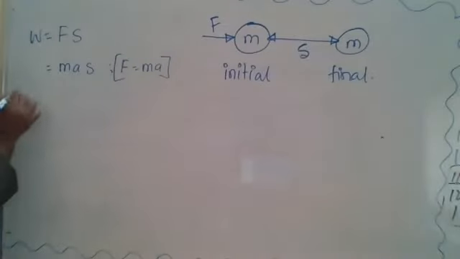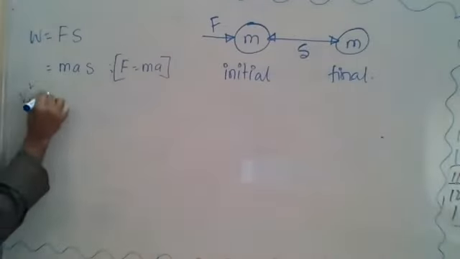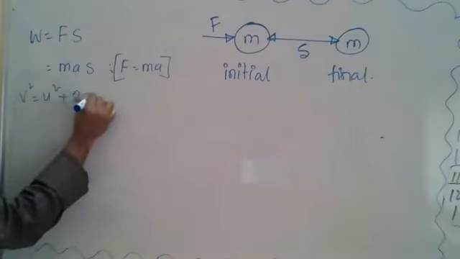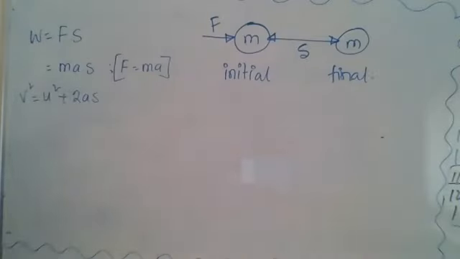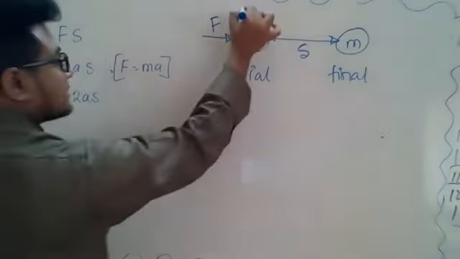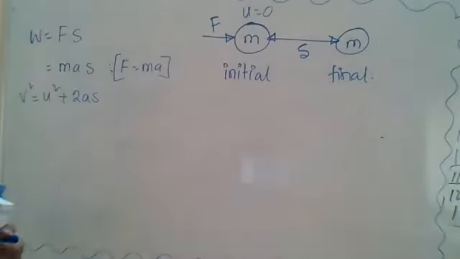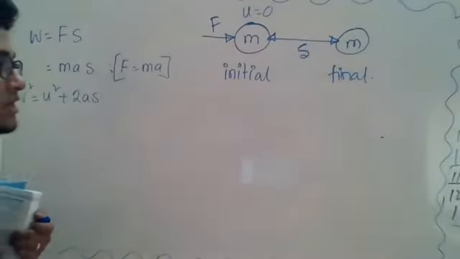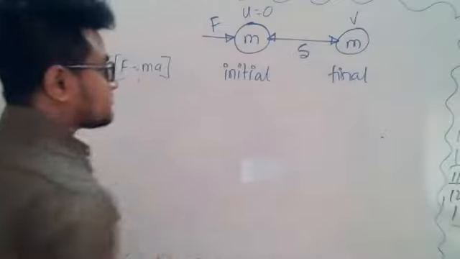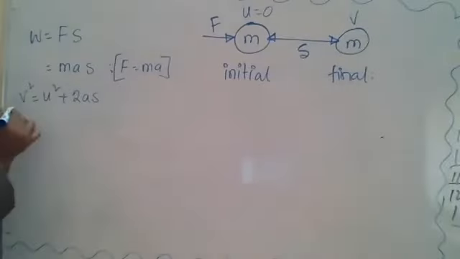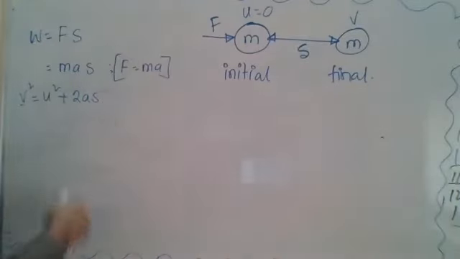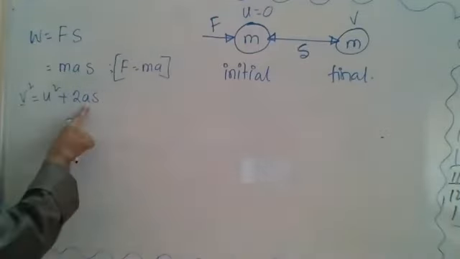Okay. Now, for Newton, there are three equations of motion, and we studied them. If you remember, the last one is v square is equal to u square plus 2as, right? Now, as we are considering the initial velocity was 0, that means the body was at rest, it was not moving. Due to the application of force, it is now in motion, right? Then it will have a velocity. So v is the final velocity, u is the initial velocity, which is 0 because the body was at rest, and a is the acceleration.